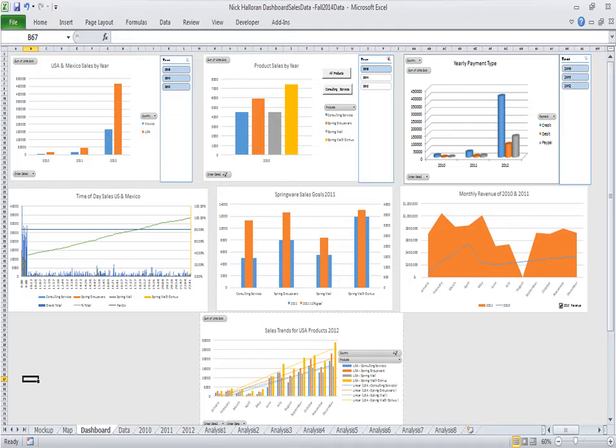Next, I've got my Pareto chart, which I'll go a little more in depth with here in a minute. The next one's my thermometer chart for springwear sales goals for 2011. Once again, just for springwear. And you can see the orange bars is the 2011 12% goal, and the blue bars are what they actually sold.